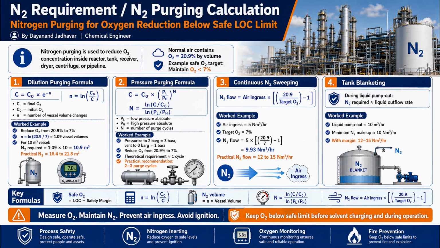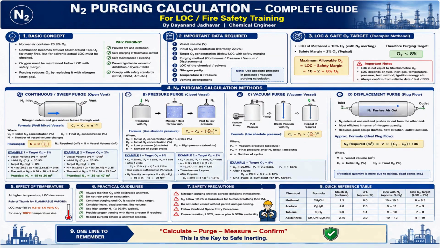Approximate LOC values in nitrogen atmosphere are: methanol, 8 to 10% oxygen; acetone, 9 to 11% oxygen; toluene, 9 to 10% oxygen; acetonitrile, 10 to 12% oxygen. Actual LOC depends on solvent, inert gas, temperature, pressure, and test method. Therefore, always keep a safety margin.